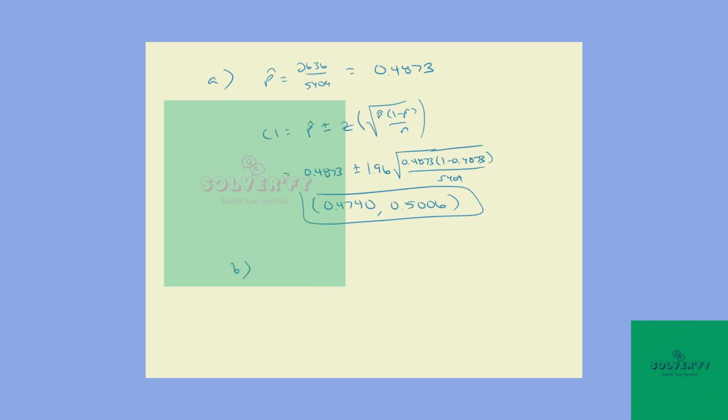A 99% interval is similar to part A, except we're going to change the critical z. So it's the same proportion. The critical z is now 2.576 at 99%. Everything else stays the same. The lower boundary found by subtracting is 0.4698, upper boundary by adding is 0.5048.